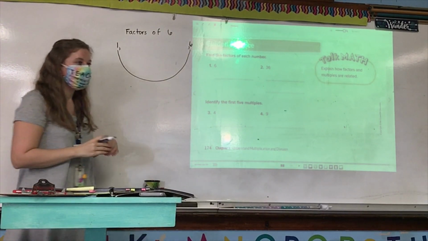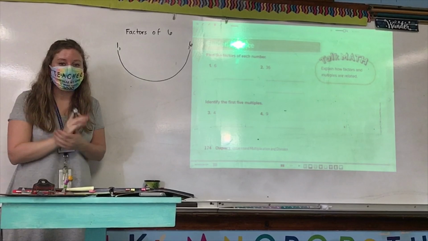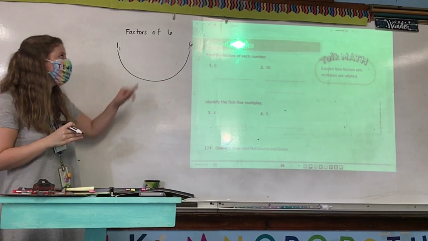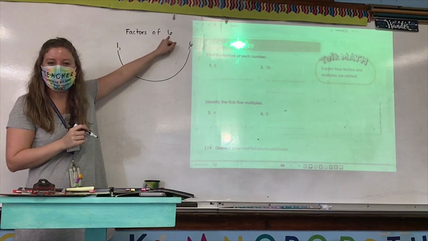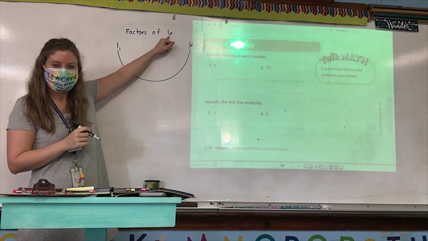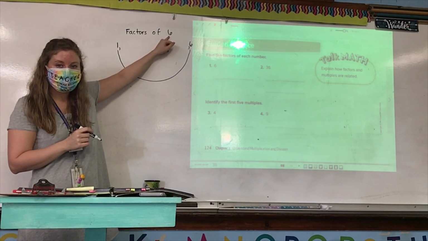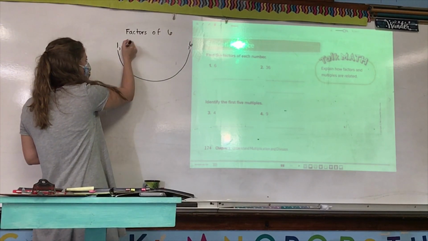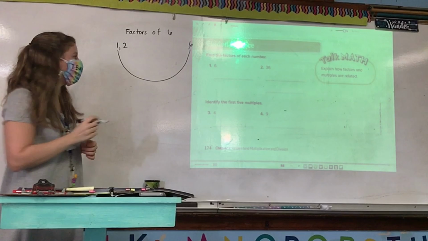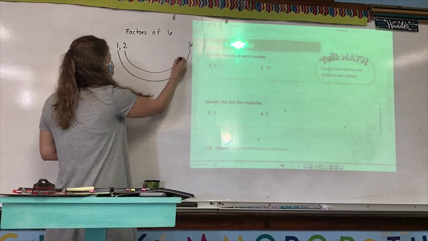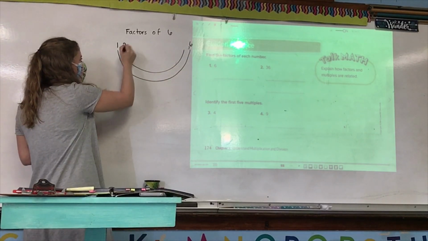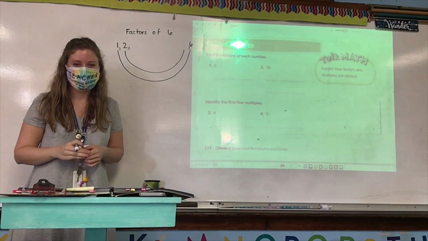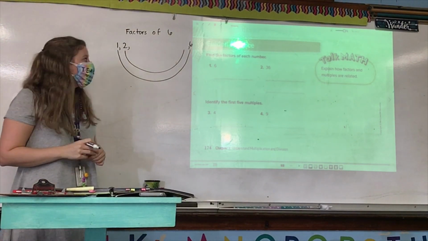Now, let's think of 2. Well, is 2 a factor of 6? First of all, we can look at the number. Is it even or odd, Carla? It is even. Even. So that means 2 has to be a factor, right? Yes, ma'am. Yes. So now let's figure out, okay? 2 goes with what? Well, 2 times what equals 6, Carla? 3. 3.